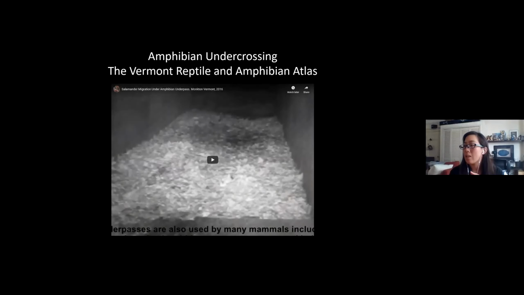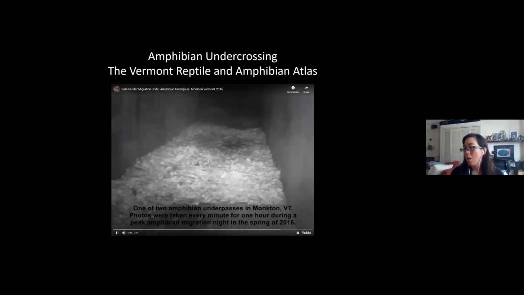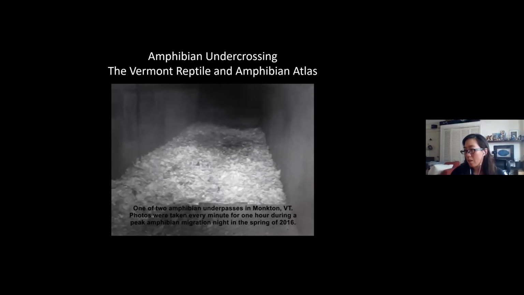And what's great about amphibian undercrossings is that other species can use them too: snakes, frogs, small mammals. This is a really quick video, and it's a little bit hard to see, but all the black splotches that are moving up the screen are little salamanders that are migrating to their breeding pools.